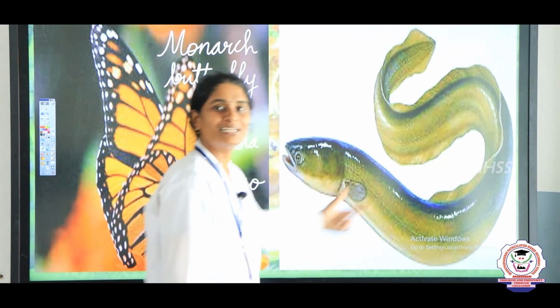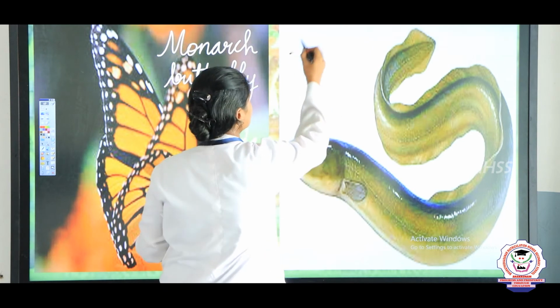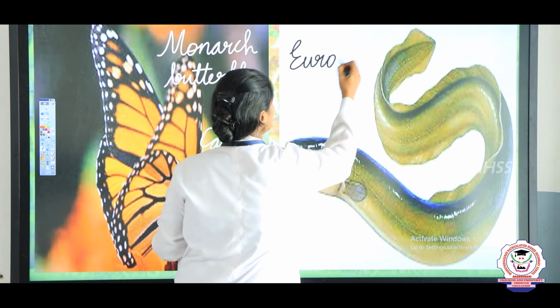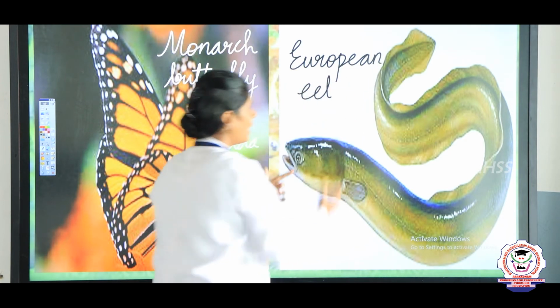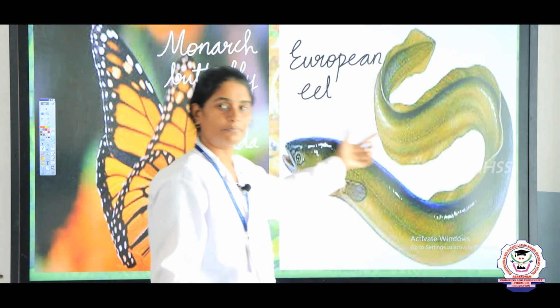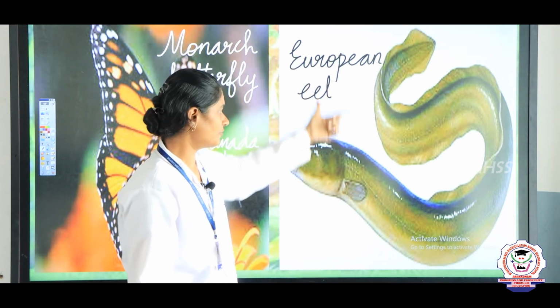Next one, this one is the European eel. So the name of this fish is European eel. It looks like a snake, but it is not a snake, it is a fish, right. So it is a fish, and the name of the fish is eel.